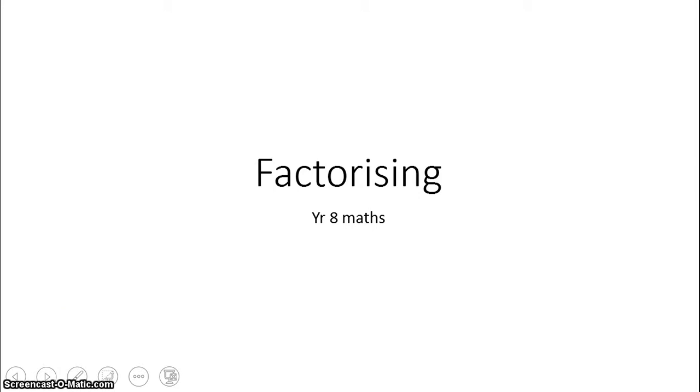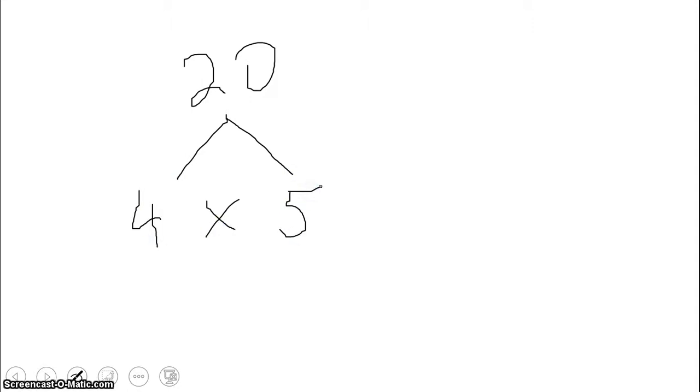We're going to muck around with a bit of factorising, and we're going to start off with finding factors. To find a factor, say for example, we need to find a factor of 20. We need to remember how we can make 20. We can make 20 using 4 times 5. So those are two factors of 20. Now if we needed to find the factors of 4, we could make 4 by 2 times 2.